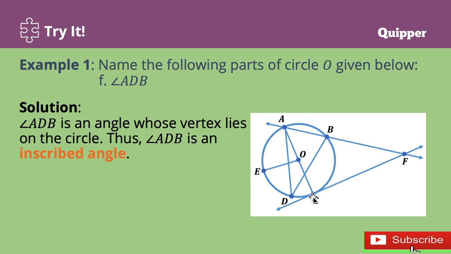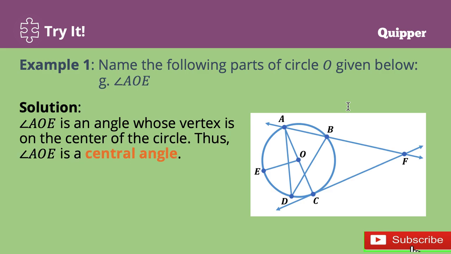Letter F. Angle ADB. Angle ADB is an angle whose vertex lies on the circle. The vertex, which is letter D, is on the circle. Therefore, this angle ADB is an inscribed angle. Letter G. Angle AOE is an angle whose vertex is on the center of the circle. Therefore, angle AOE is a central angle.